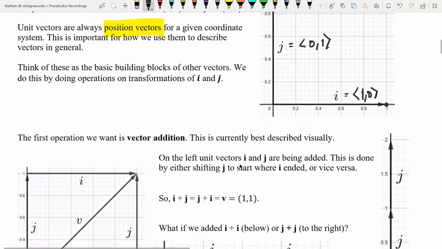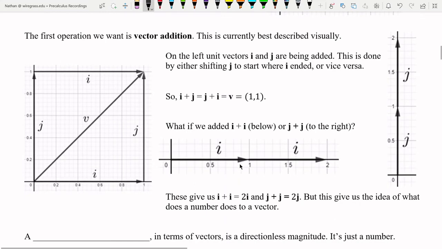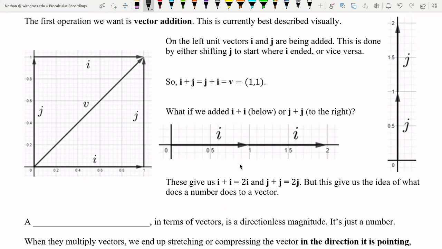Now, we need to define vectors using these unit vectors, and to do so, we're going to have to understand vector addition. And this is best described visually. So here I have v, and v really is just i and j. So we're going to say i plus j. That's what v is. Because it's i plus j, it's natural to think of i first. We're going to take i, and any vector is the same vector as long as it has the same direction and magnitude. So all I've done here is shift j to be this j here.